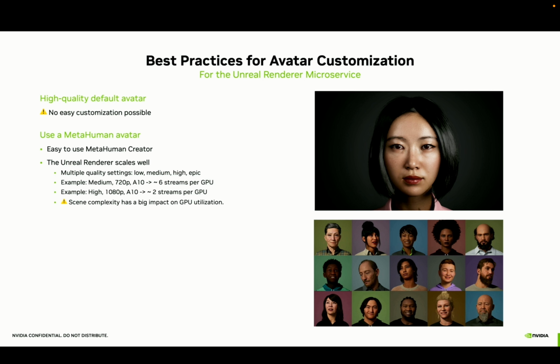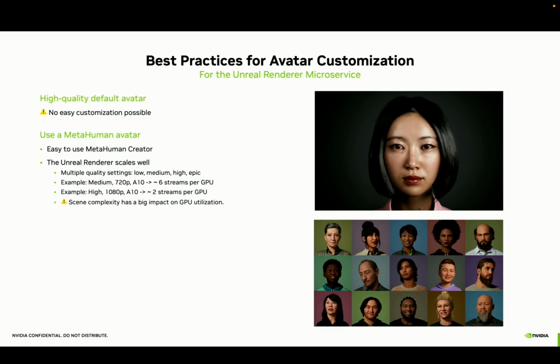So as an alternative, we can again use the newly introduced Unreal rendering microservice that leverages Epic's Unreal Engine and the MetaHuman creator. You can create in a few clicks a custom avatar, and you can also benefit from all the quality settings that are baked into these assets to tune basically the trade-off between quality and number of streams that you can run on a single GPU. I have two examples. For example, if you use the medium quality setting at 720p on an A10 GPU, you might reach about 6 streams. At the same time, if you increase the quality to high, increase the fidelity, the resolution to 1080p, the number of streams might drop to 2.